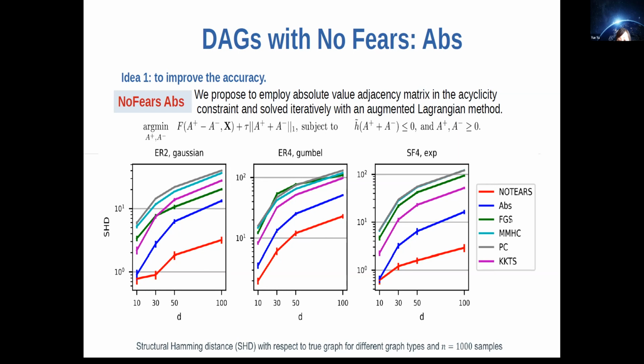And here the FGS is the fast greedy search, and HCPC are actually all basically the.